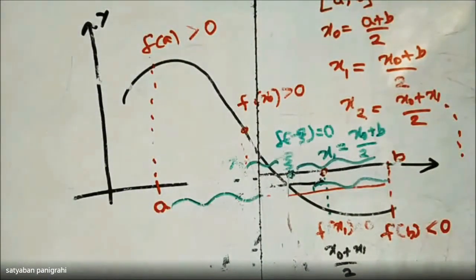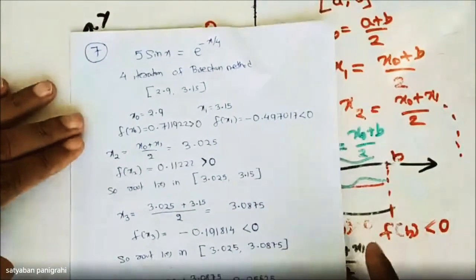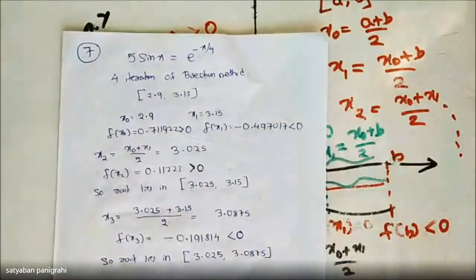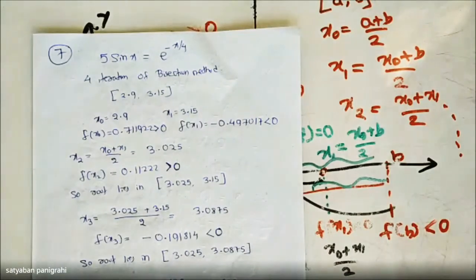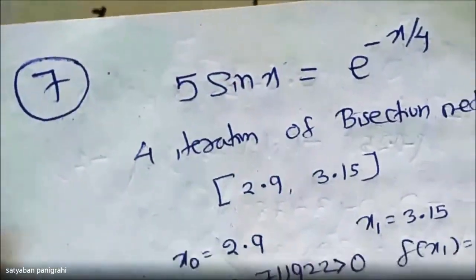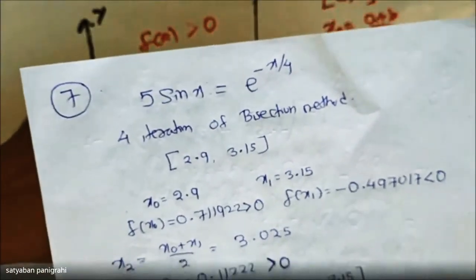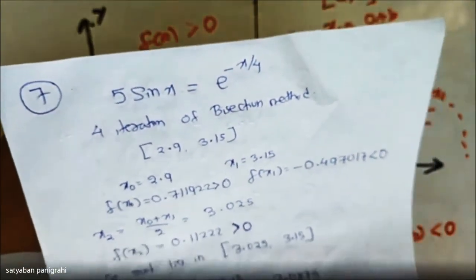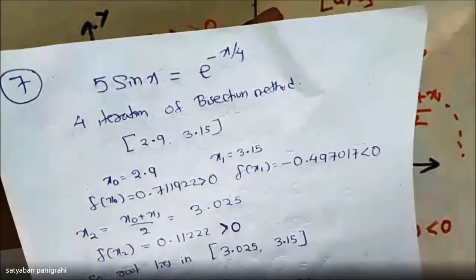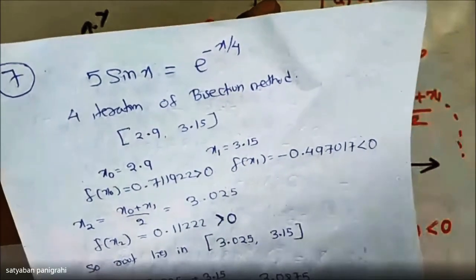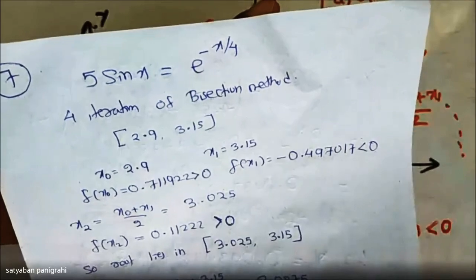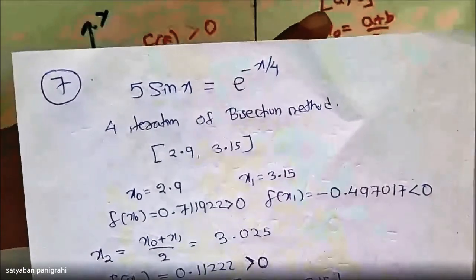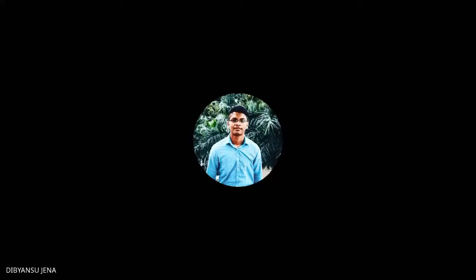So you take this question. Is it visible? For your practice. The question is 5 sin x equal to e to the power minus x by 4. The question is to perform 4 iterations of the bisection method to find a root in between 2.9 to 3.15. Okay, the question is visible to all.